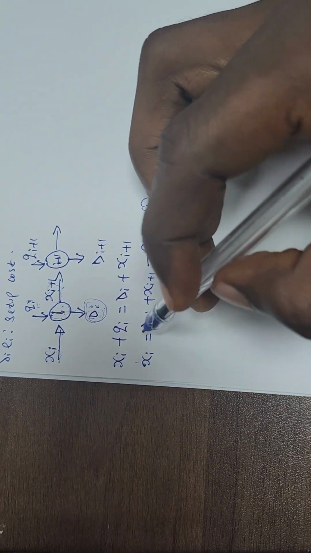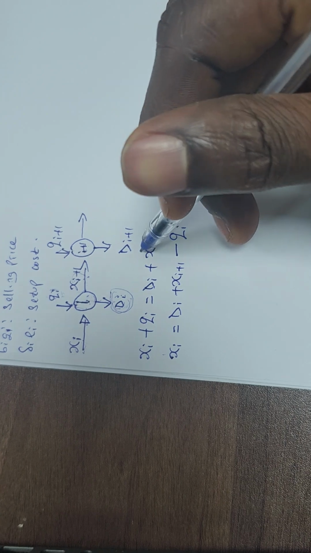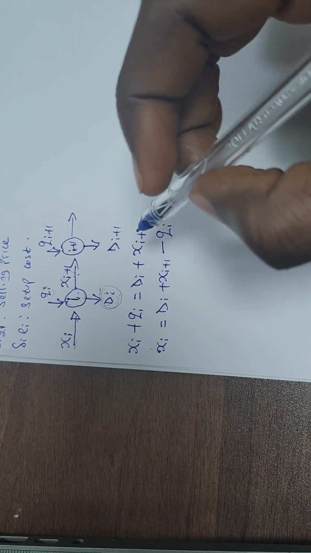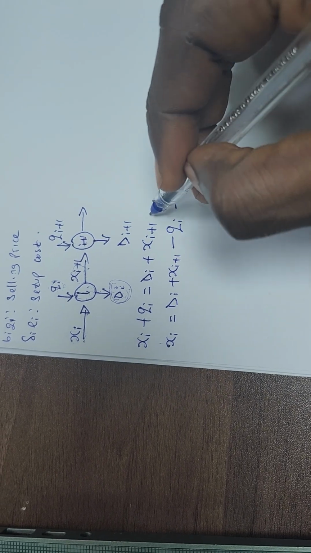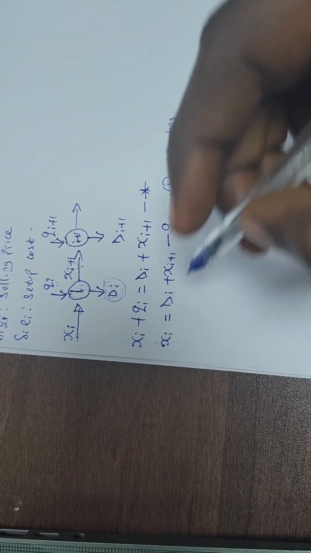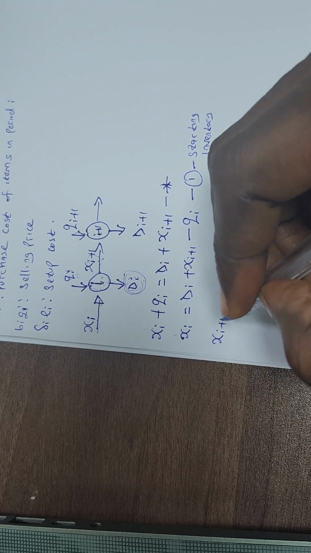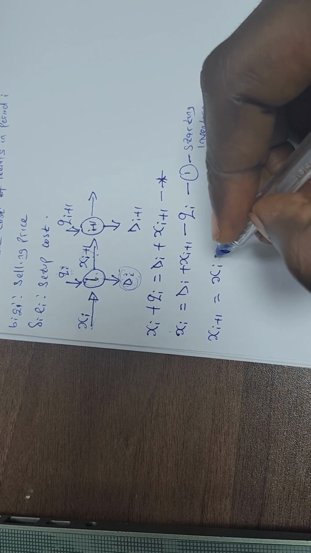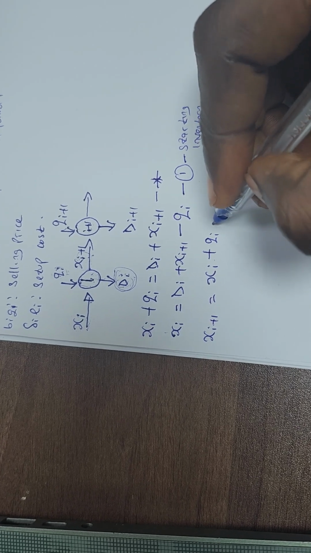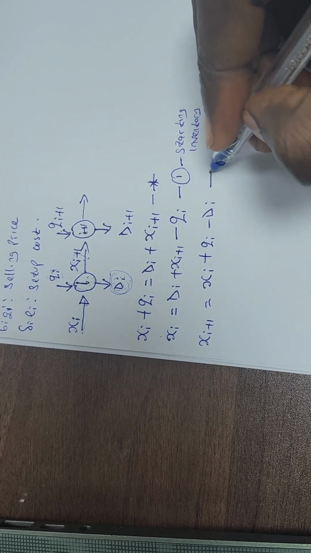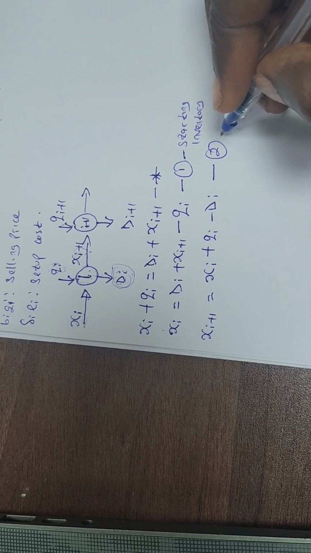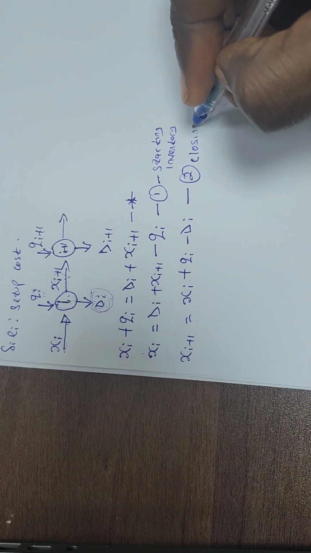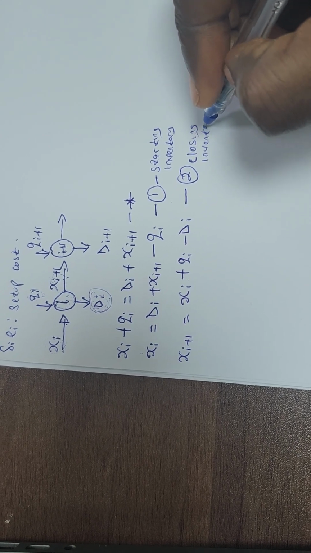So the inventory I ended with in period 1, that is x_{i+1}, right? If I make x_{i+1} the subject of the formula here, it will now be x_{i+1} = x_i + q_i - d_i. This is my closing inventory for period i, right?